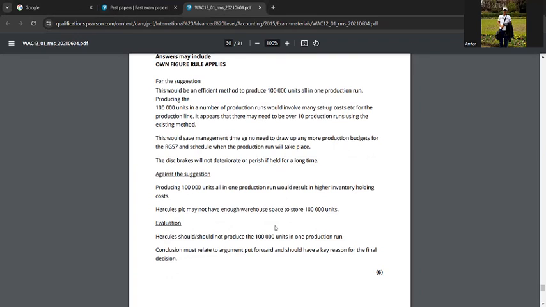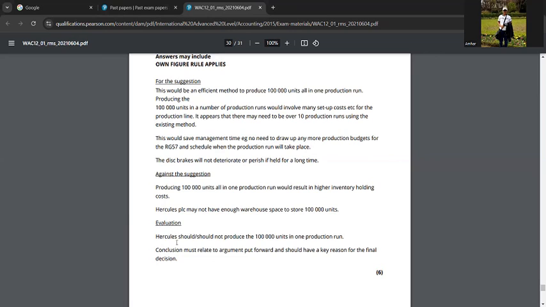So stock holding cost will increase, and also sometimes we won't have space to keep those stocks. So they will incur high stock holding cost. Plus, they may not have enough warehouse space, so they won't have enough space to store these 100,000 units. That's the disadvantage of this.